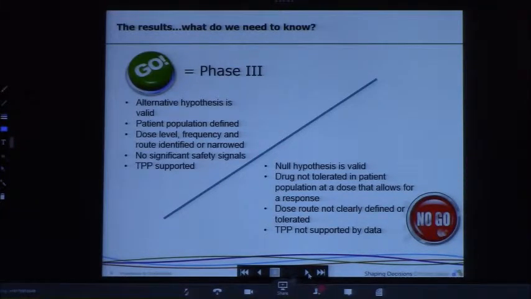Where you've not been able to clearly define the dose route, or the defined dose route is not tolerated, that would be another reason for a no-go decision, and that the TPP is just not supported by the data. So in other words, you'd either have to go back and reassess the commercial viability or redesign the product, because with the TPP you'd usually have a minimum accepted target product profile in order to be able to proceed. And if any of these data are suggesting that you wouldn't meet that minimum, even if they may show some benefit, then you'd probably want to go back and reassess.